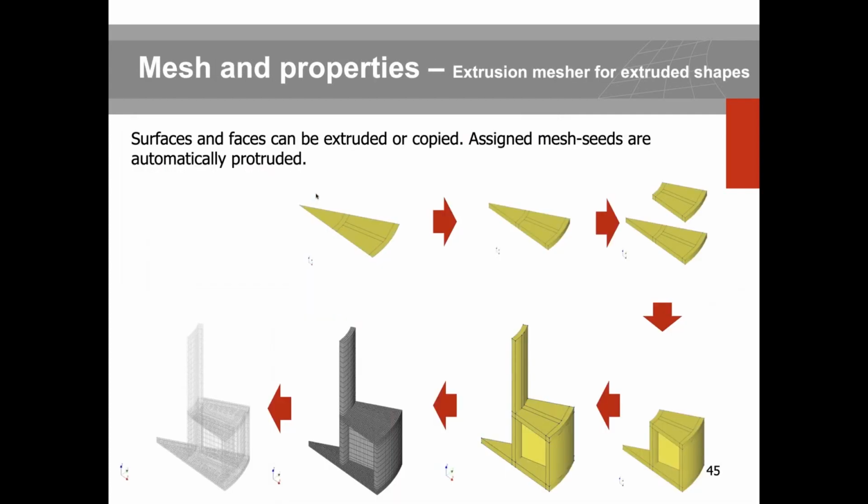Another strong feature in Diana is the meshing capability. We have different types of mesher. These are smart processes. They recognize the generation of your geometry. If your geometry is based on extrusion, the extrusion mesher comes into the picture and generates a nicely patterned and structured mesh, as you can see in this picture here.